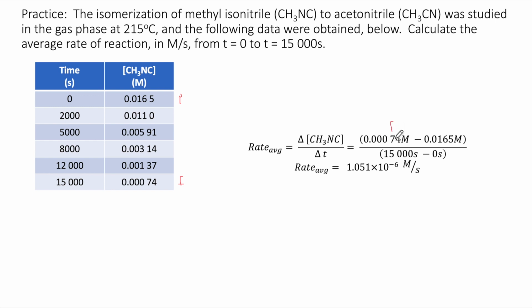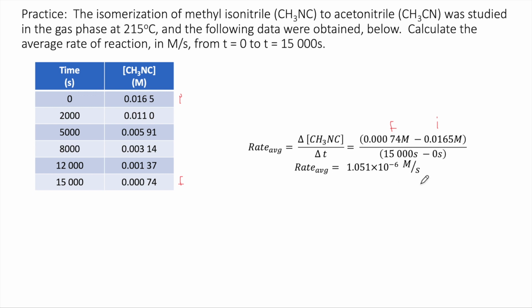So this is my final. This is my initial. And the final time was 15,000. And the initial time was 0. That's the reason why you see these 15,000, 0. So you subtract these two, you divide them, and you should get a value of 1.051 times 10 to the negative 6 molarity per second.